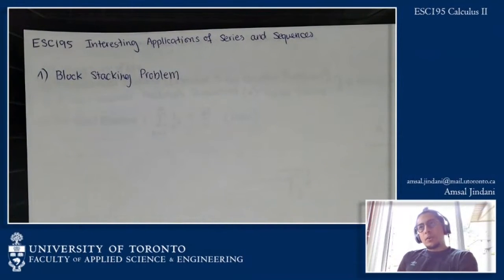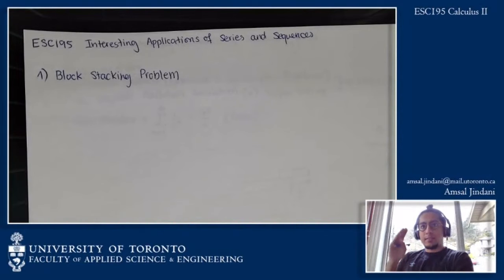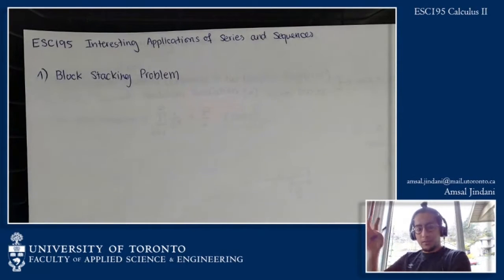Okay, so the block stacking problem is pretty simple. The objective is to make a tower of blocks that extends as far as it can horizontally off the edge of a table without tipping over.